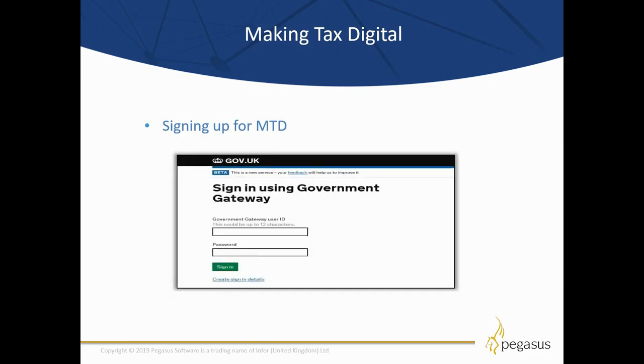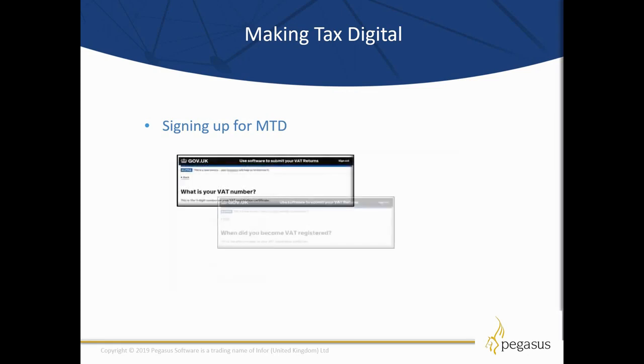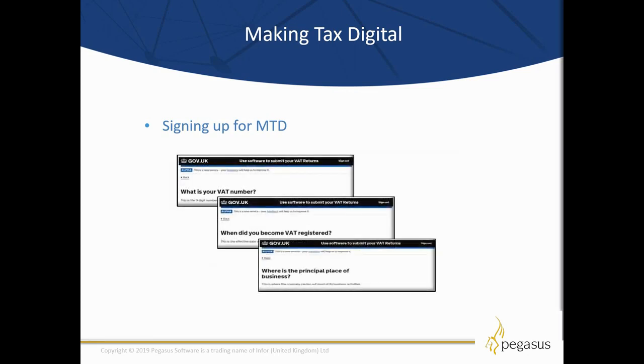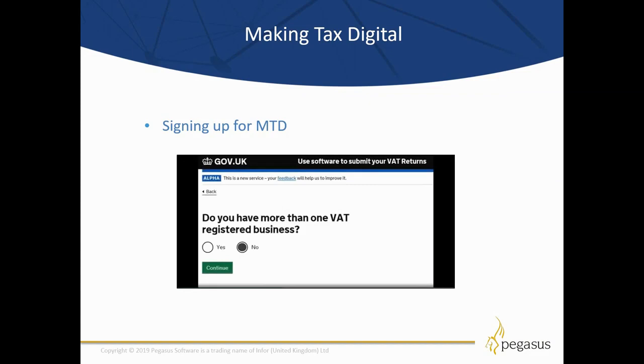Now you need to log into the Government Gateway using your existing Government Gateway user ID and password. This is the user ID and password you use to submit your VAT returns online. If you don't normally use the Government Gateway credentials to submit your VAT returns to HMRC, then you'll be asked for additional information, such as your VAT registration number, VAT registration date, and the business postcode, because from this information, they will be able to identify the relevant company that is signing up for Making Tax Digital. You'll then be asked, do you have more than one VAT registered business? If you have, then you'll be asked a few more questions to make sure the business details and the VAT registration numbers match.